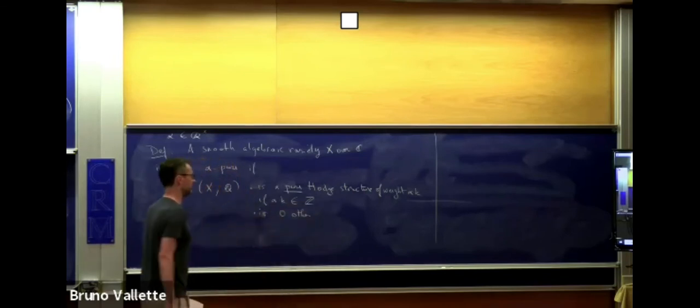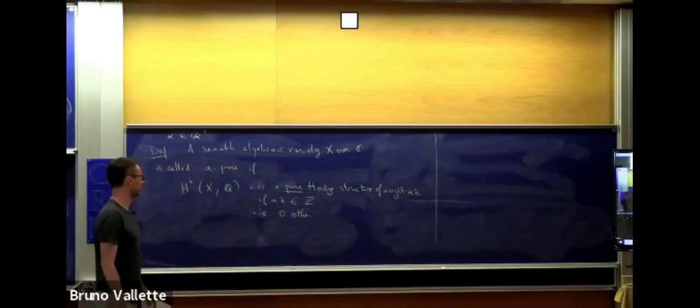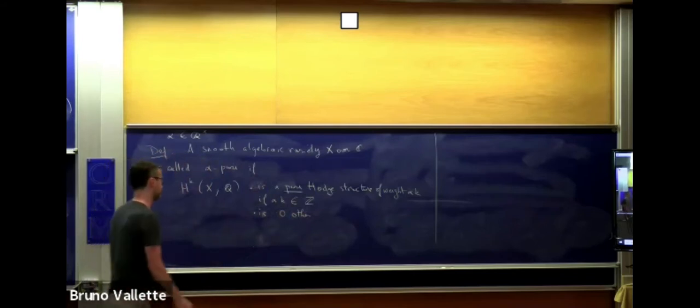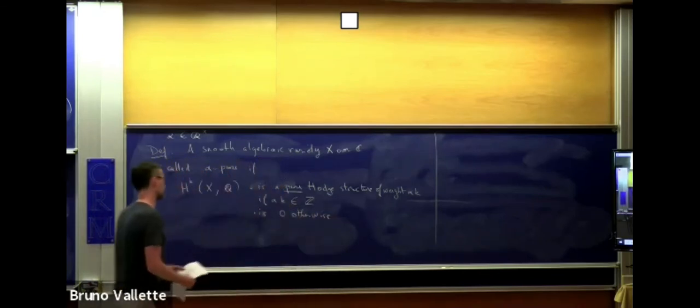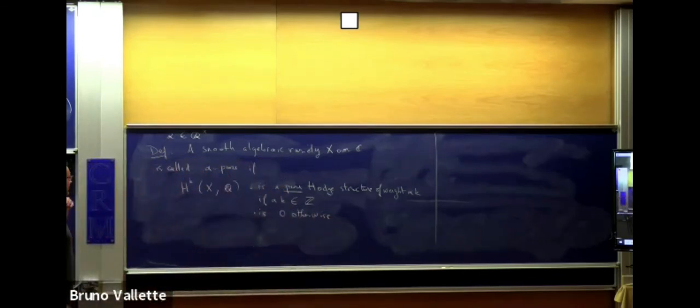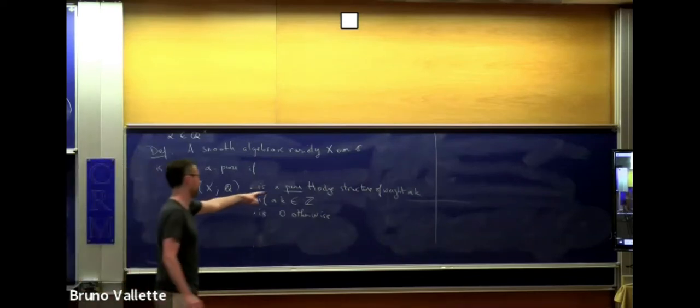Alpha times k. Alpha is a rational number, k is an integer, 0 otherwise. So for instance, if you say a variety is 1/2 pure, it would mean in particular that its cohomology would be concentrated in even degrees because you have this condition here.